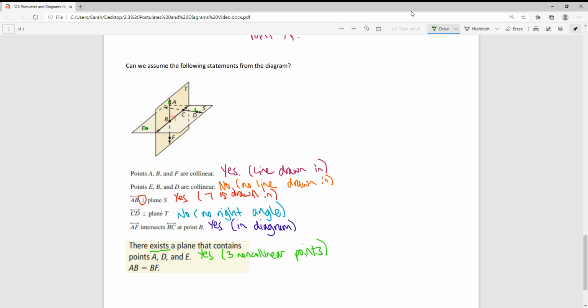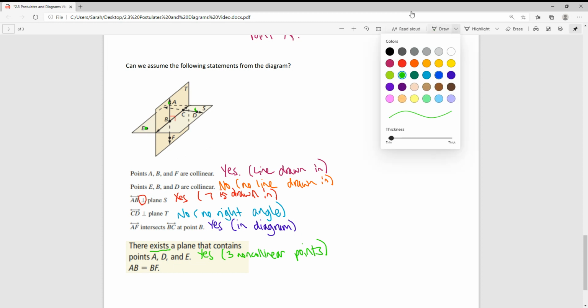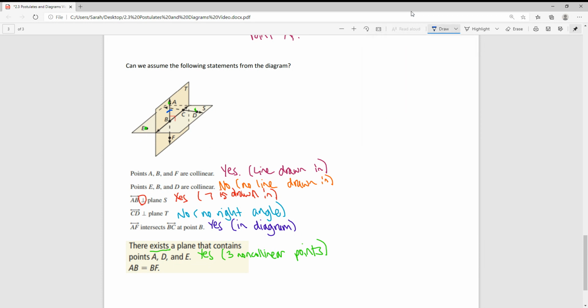Last one is saying that line segment AB equals line segment BF, their measurements. I don't have any number measurements written in. I also don't have those congruent symbols written in. So since I don't, I'm going to get rid of those because they're not actually part of the diagram. Since I don't have anything drawn in that says that, no, I cannot assume that. There's no congruent symbols, there's no measurements, so even though they might look the same, we cannot assume that they are the same length.